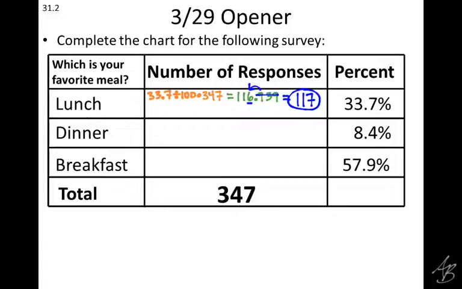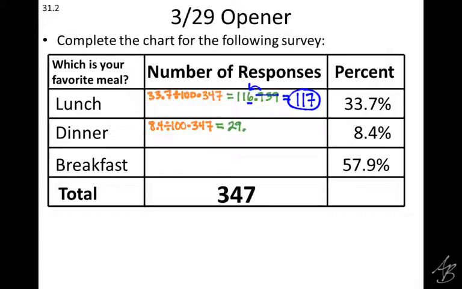Same thing for dinner. We're going to do 8.4% of 347. So what do we type into our calculator? Good. So we're doing the same thing, just a different percentage. So 8.4 divided by 100 times 347. And that gives us another decimal. What's the decimal going to be, Alonzo?